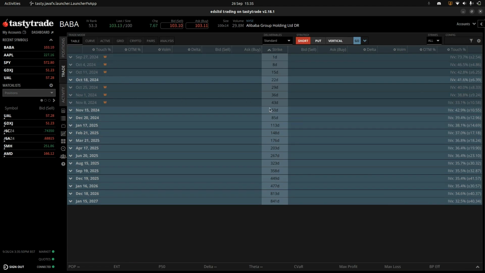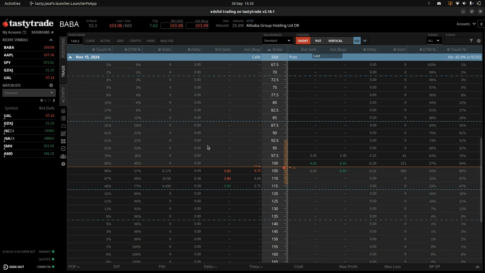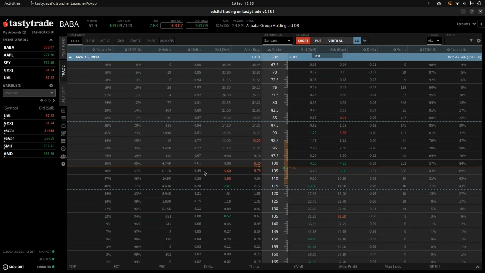Go over to the trade tab, open up the November 15th options chain. And as we can see here, this is the options chain. This orange horizontal line shows you where price currently is with respect to the rest of the strikes. It's currently trading at just over $103. And the vertical orange bar shows you the expected move of Baba over the next 50 days.